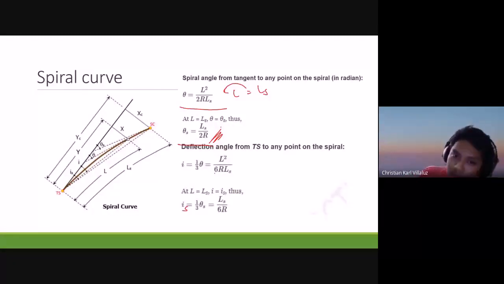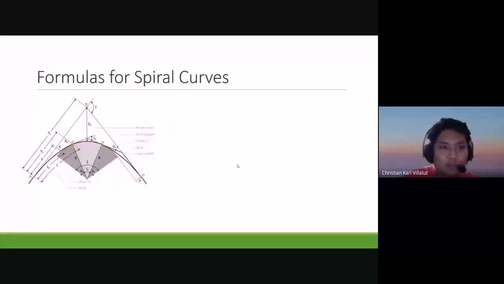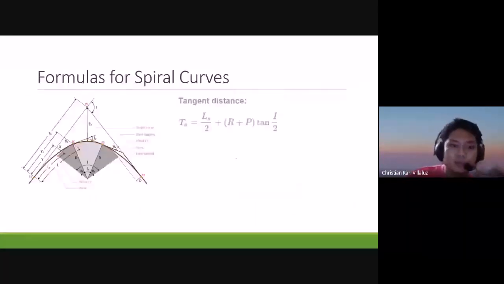So, for IS, 1/3 lang siya ng ating spiral angle. Ang ating deflection angle, 1/3 lang ng spiral angle. So, ito naman yung equivalent formula. L squared over 6 RLS. So, ganun lang, class. Medyo madami ang formula sa spiral curve.